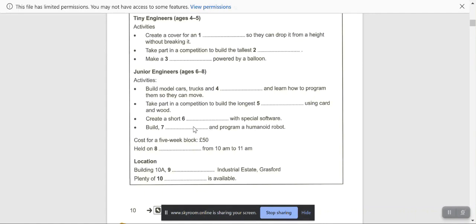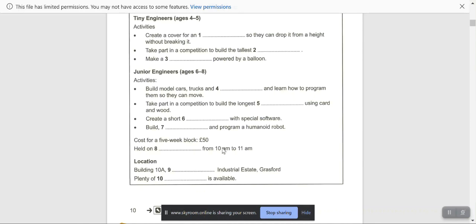Perfect. So is it the same price as the tiny engineers? It's just a bit more, £50 for the 5 weeks. And are the classes on a Monday too? They used to be, but we found it didn't give our staff enough time to clear up after the first workshop, so we moved them to Wednesdays. The classes are held in the morning from 10 to 11. Okay, that's better for me actually.